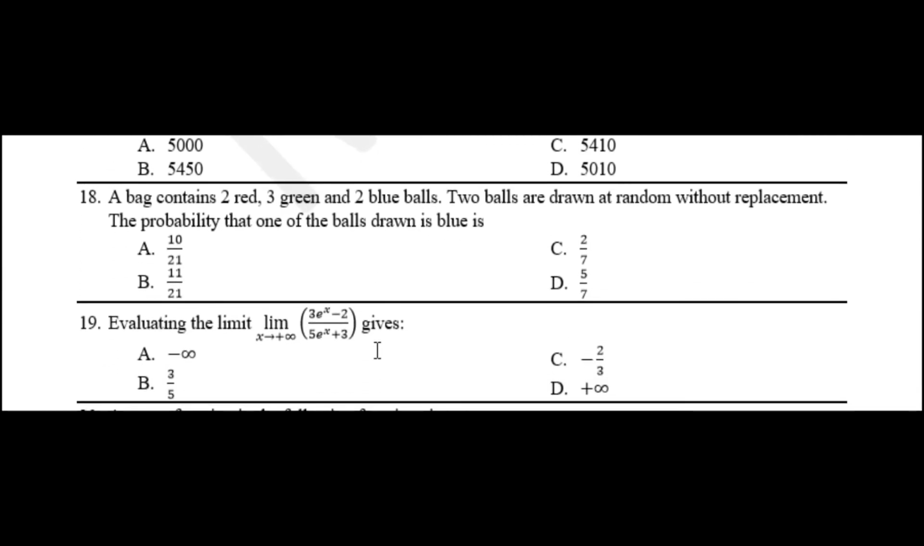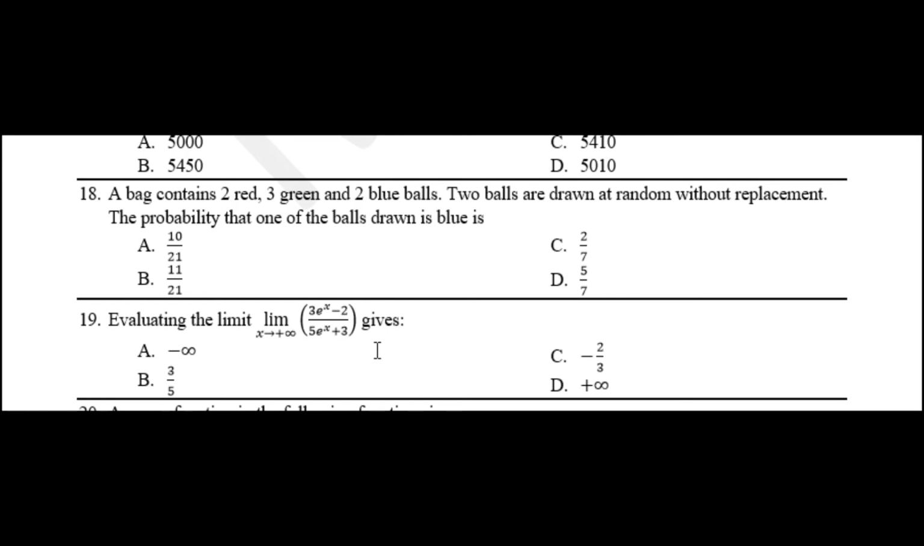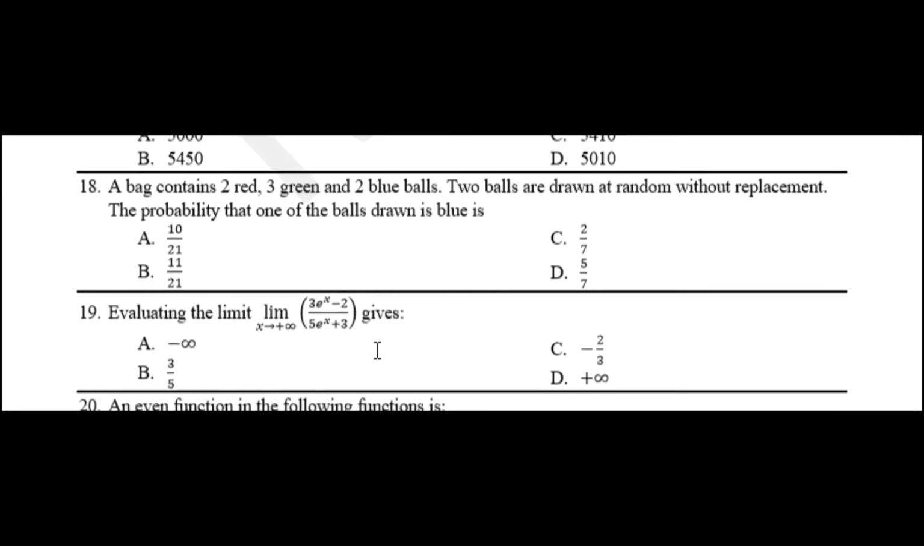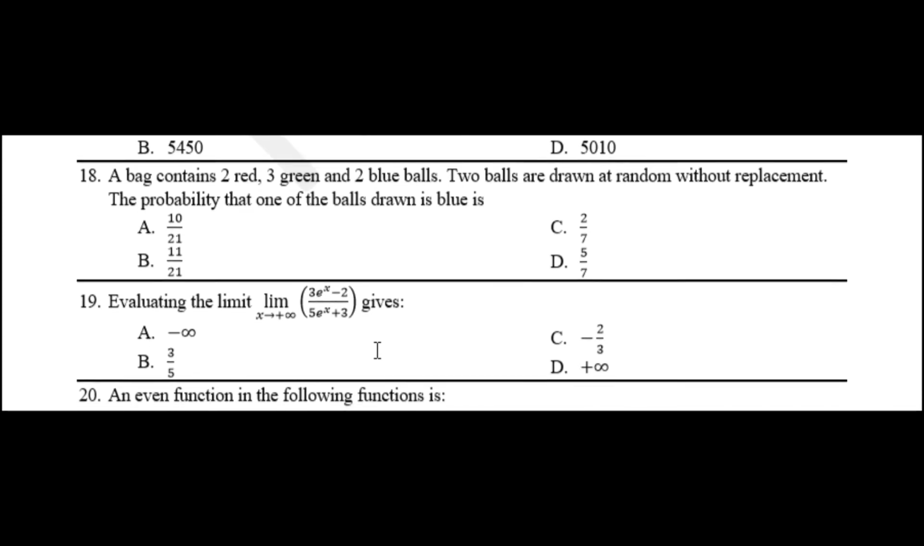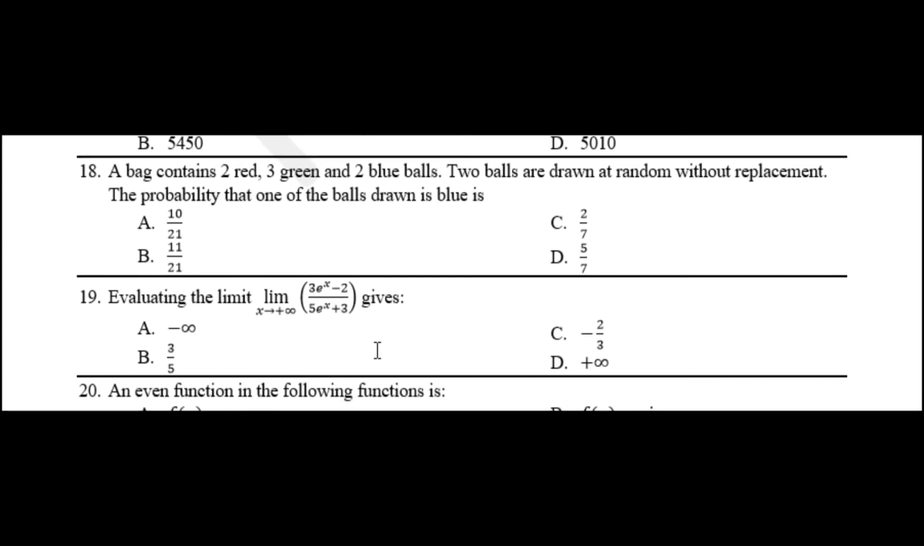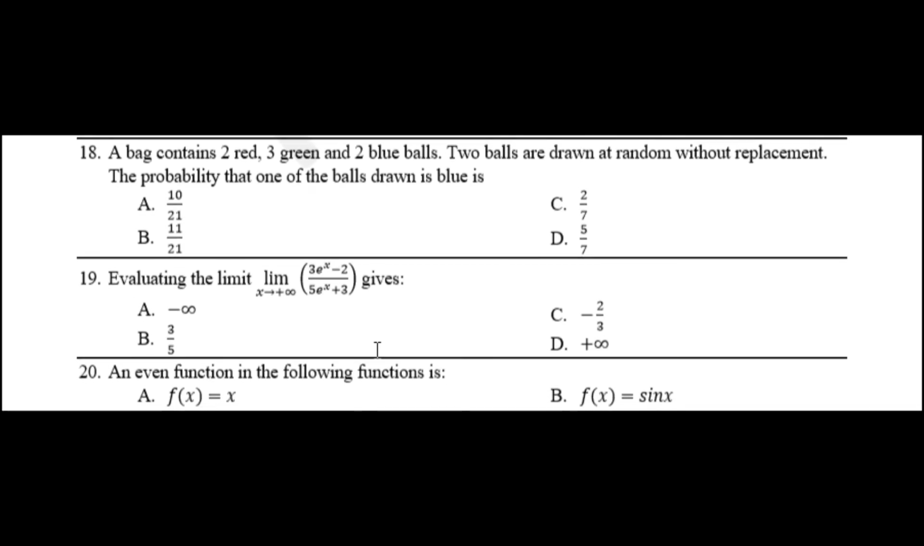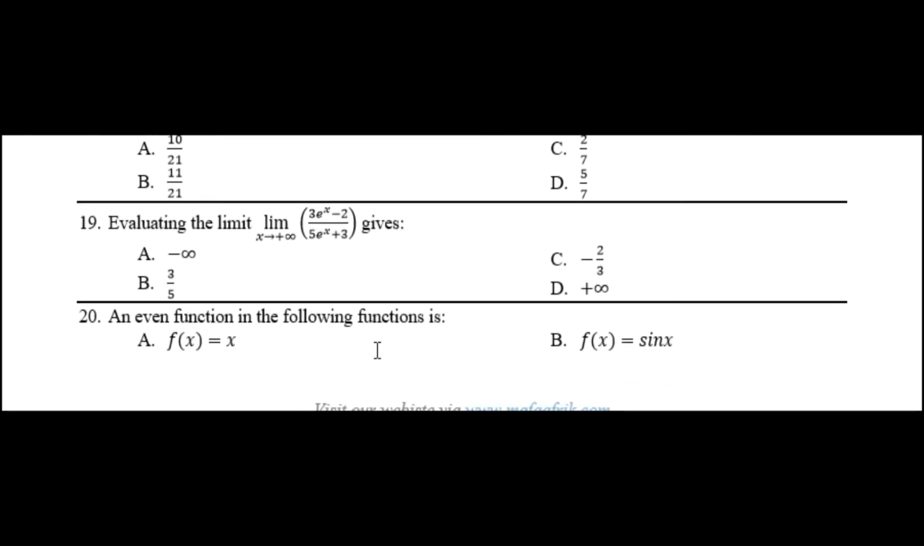Now question 18 is some probability, and here we have a bag containing 2 red, 3 green and 2 blue balls. 2 balls are drawn at random without replacement, and then you should find the probability that one of them is blue. Just get to your tree diagram and then you find your probability easily.